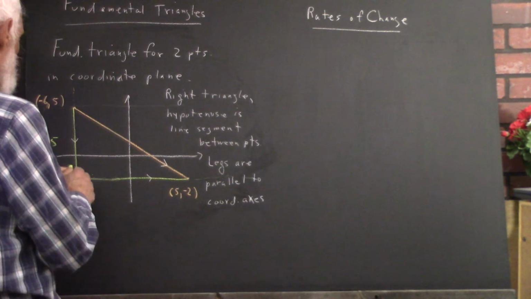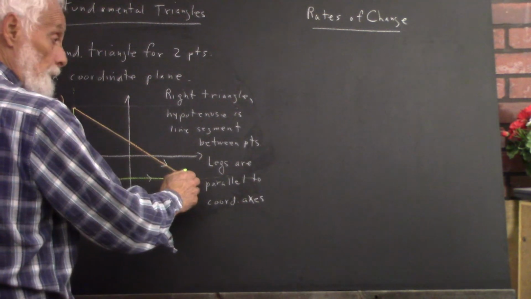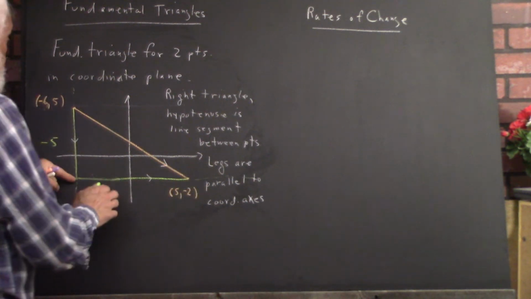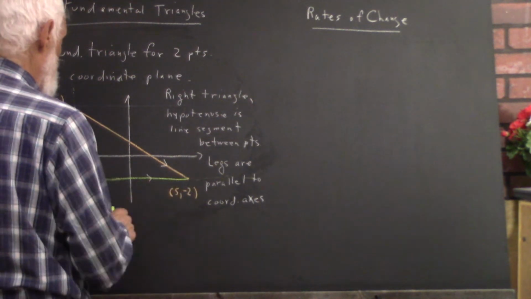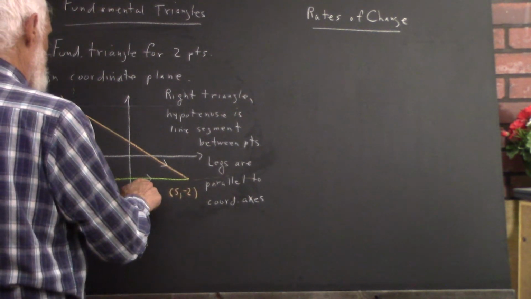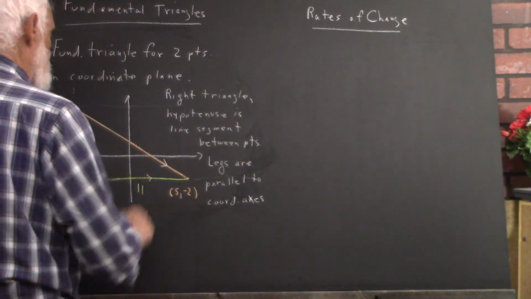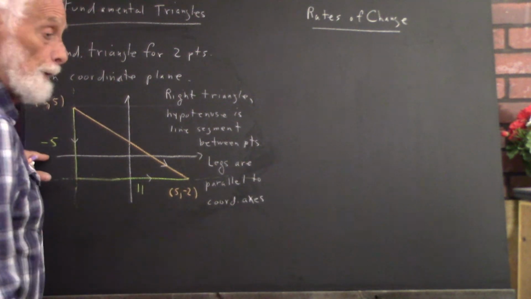Now the displacement from here to here is in the positive x direction. And we can see that it's -6 here and 5 here, so the displacement is 11. Okay, so there are the displacements.